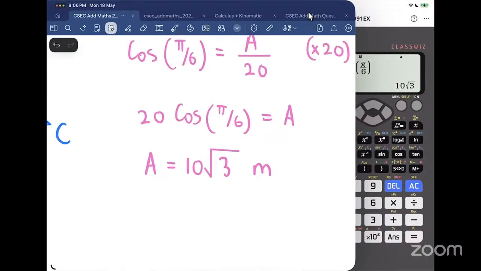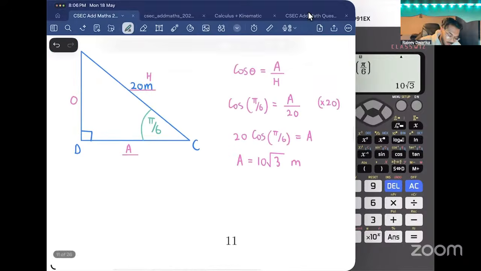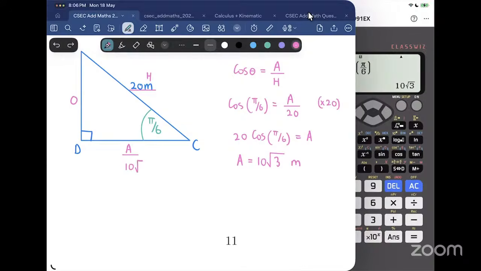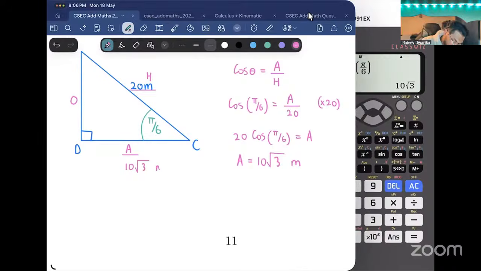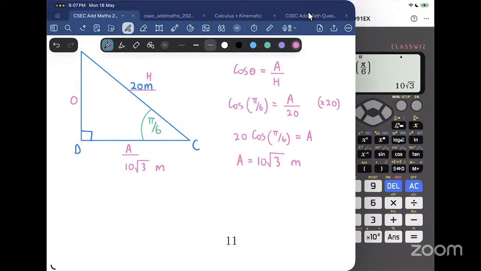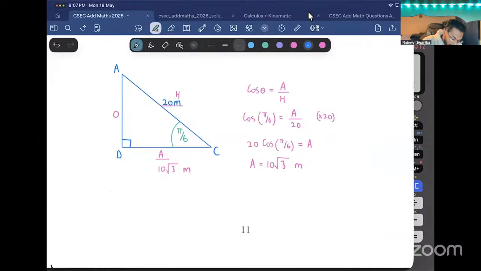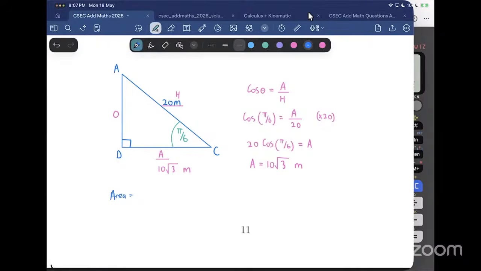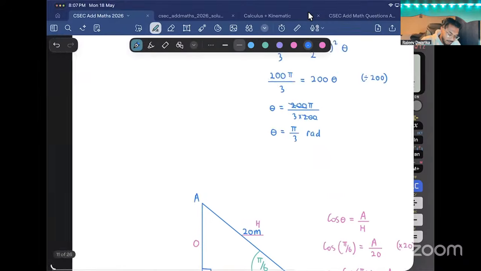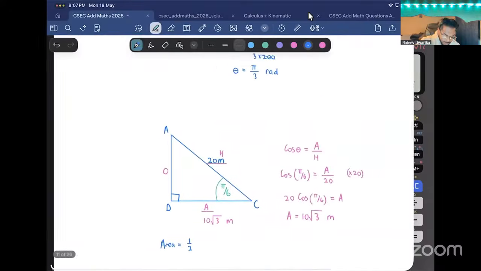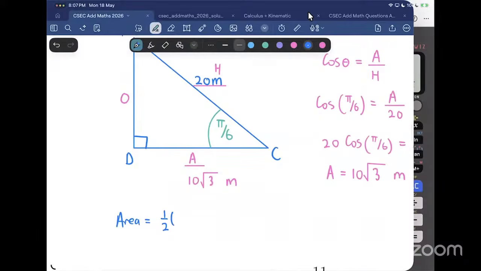So remember, you're finding a length here, so the unit is going to be meters, right? I'd advise you to leave it in the exact form because you're going to perform another calculation with it. So that'll be 10 root 3 meters. Let me know if you guys got DC to be 10 root 3. Since we know that that is 10 root 3, we can now use the formula. So the area is going to be a half. Now, A and B, in the context of the formula, are just the sides sandwiching the angle. What are the sides sandwiching the angle here? Well, 20 and 10 root 3.